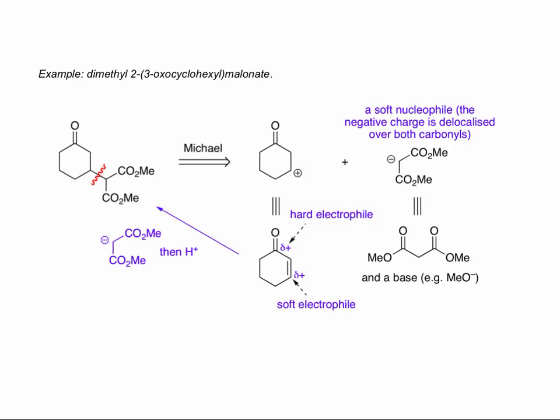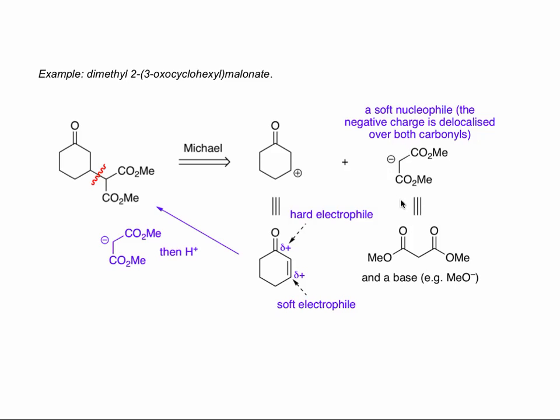So have a look at another example in synthesis, namely to make dimethyl 2,3-oxocyclohexyl malonate. Again, we're going to disconnect the side chain from the ring, put a plus on the ring and a minus on the side chain. The synthetic equivalent for this will be the alpha-beta unsaturated ketone. The synthetic equivalent for this, well, this is like an ester enolate ion, can be derived from the parent diester, or in this case it's called a malonate, and we deprotonate in the middle of the 2 carbonyl groups.